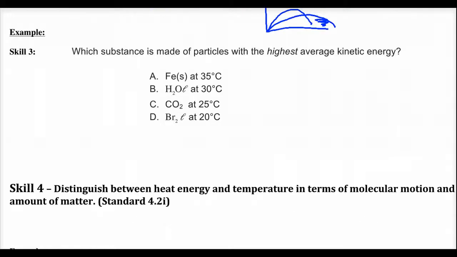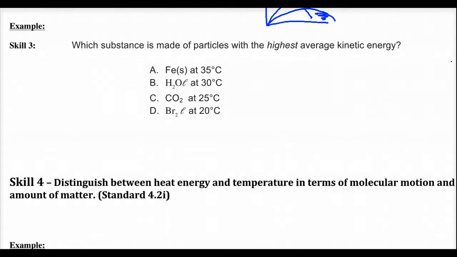Which substance is made of particles with the highest average kinetic energy? I have seen people get this wrong for many years, and all they're asking for is the highest temperature. I guess I'm missing the gas here, but it doesn't matter. I don't care what phase it's in. People might say, well, it's a gas, so maybe it goes faster. But no, I'm looking for the highest temperature.